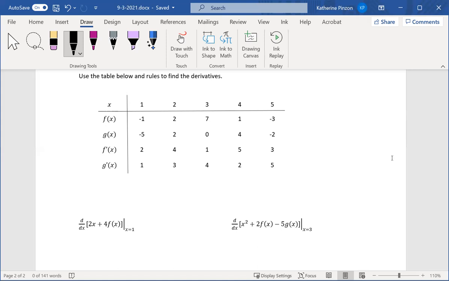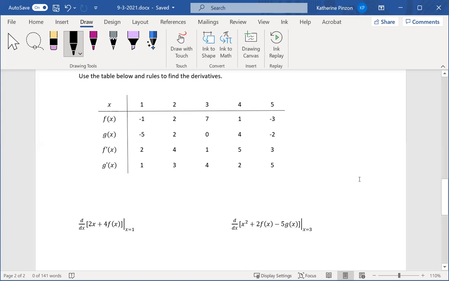When I plug 1 into the derivative of f, it spits out 2, right? When I plug 5 into the derivative of g, it spits out 5. That's all I know about this function. I don't know the equation of f. I don't know the equation of g. I don't know any other values. Like if I wanted to find out what f is at 6, I got nothing, right? This is all I know about these functions.